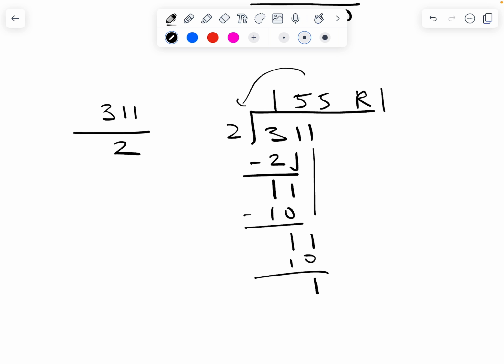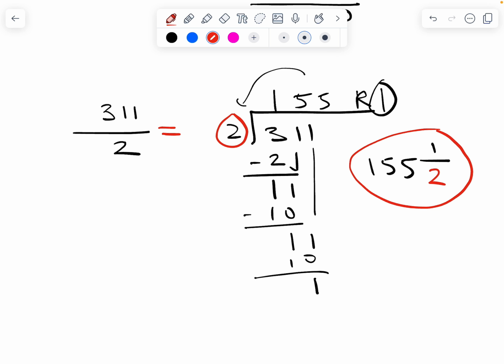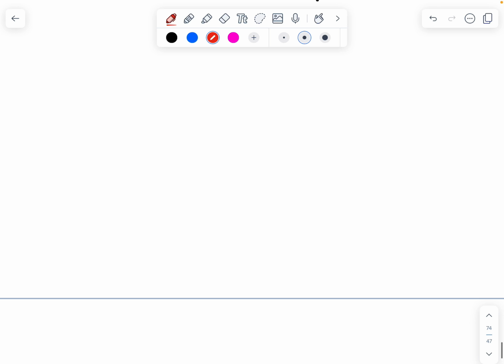Now, the way we can write this is we can write this as 155. We're going to get that remainder, 1, and we're going to put it over our divisor, that 2. So we can say 311 over 2 is the same thing as 155 and a half. Let's do another one that has a denominator. Let's say we do 73 over 5.